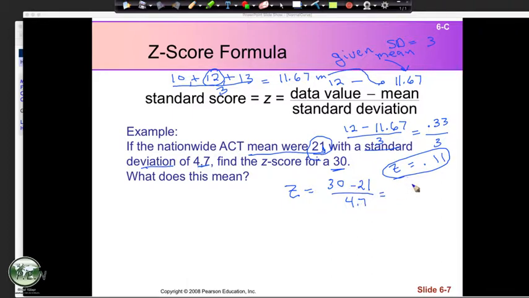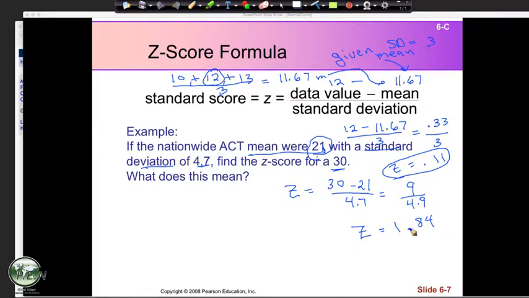30 minus 21 is a positive 9. Positive 9 divided by 4.7 is like 25.53. Or did I? Oh, okay. So 9 divided by 4.9. Okay, now I lost you. What is that one? Should be like 1.9 something. It's 1.83, or 1.84 if we round it. So that's our z value.